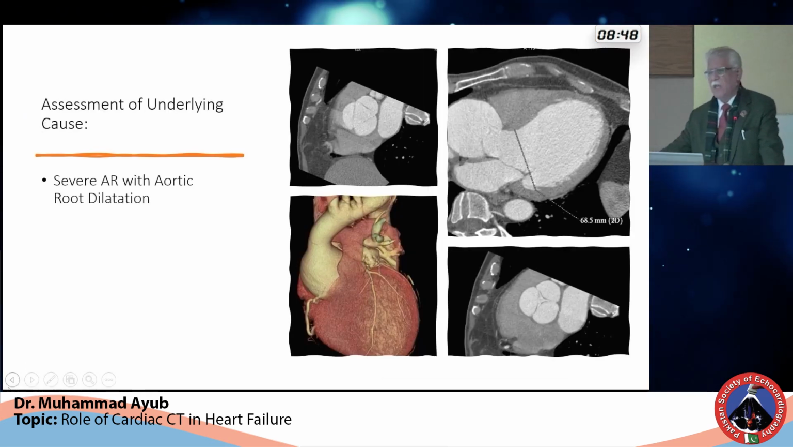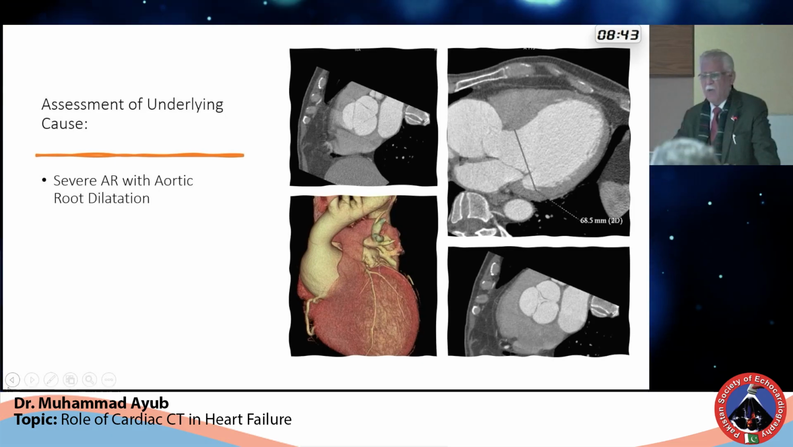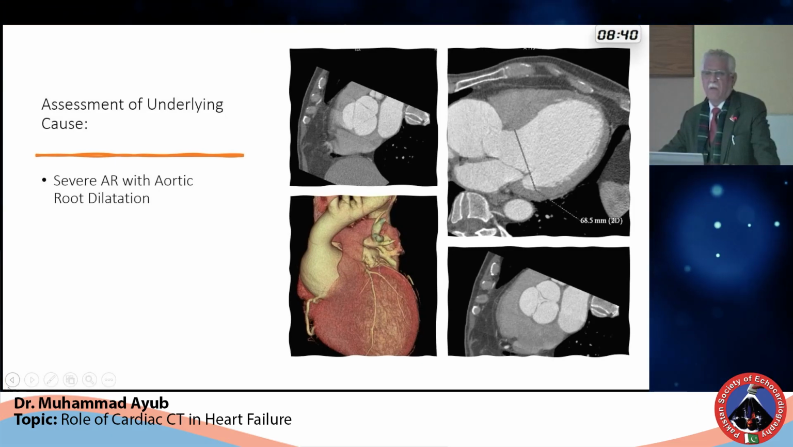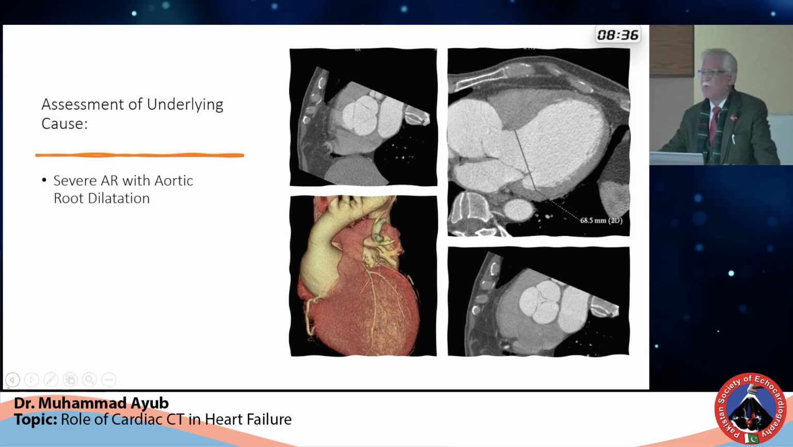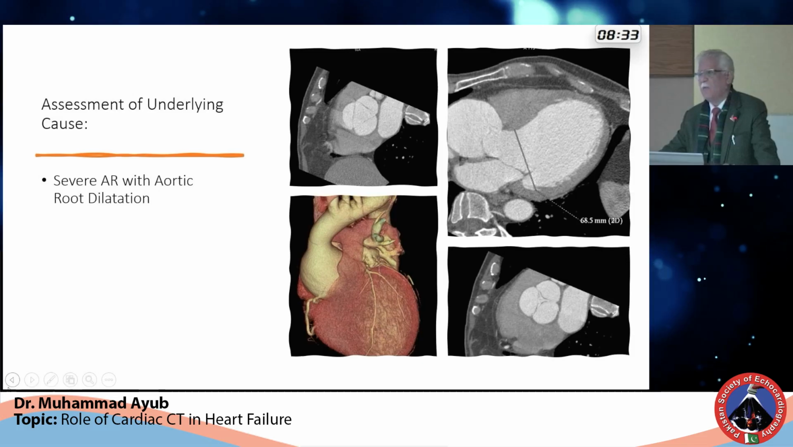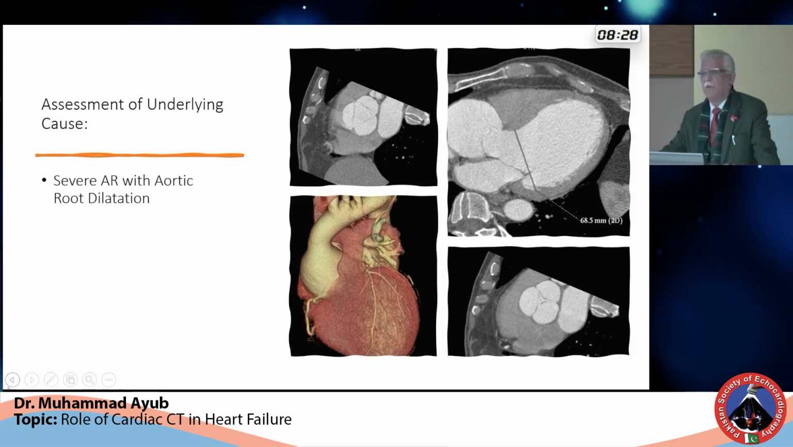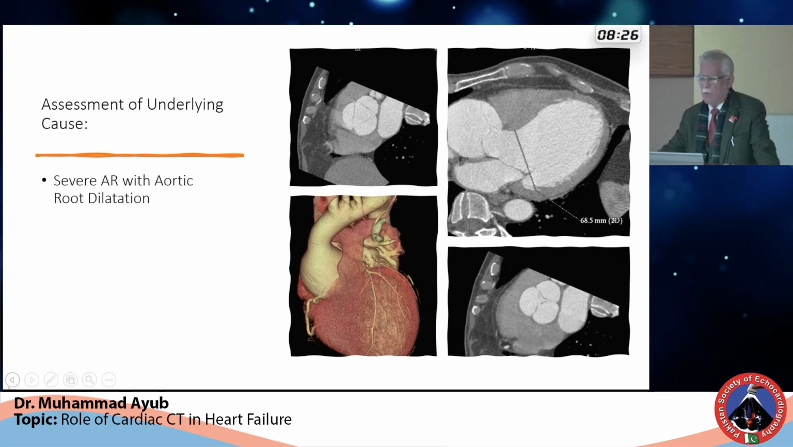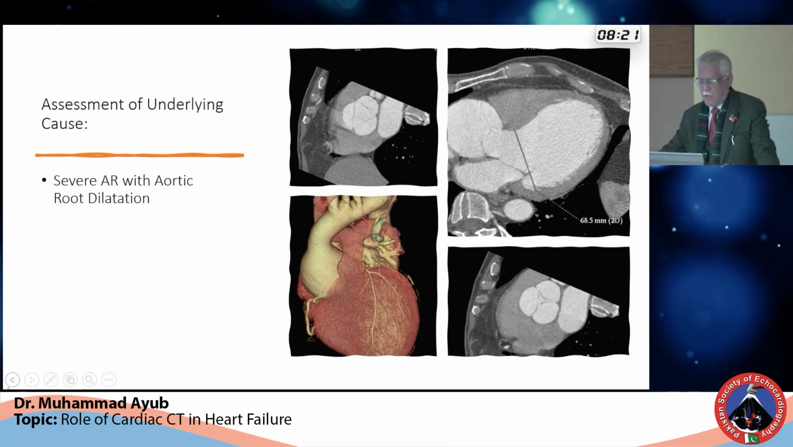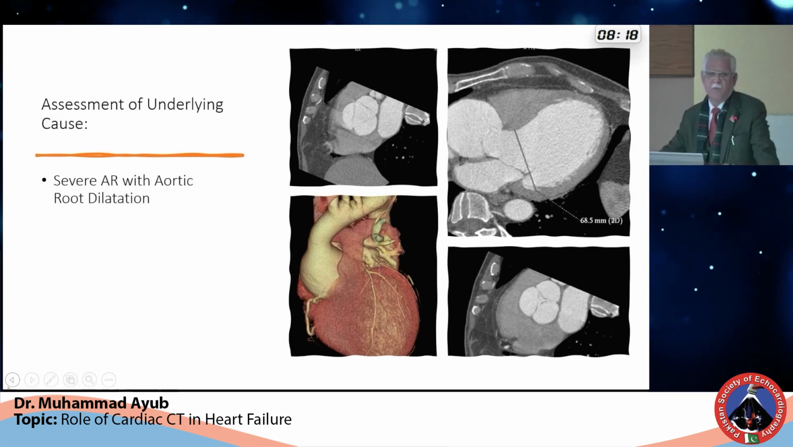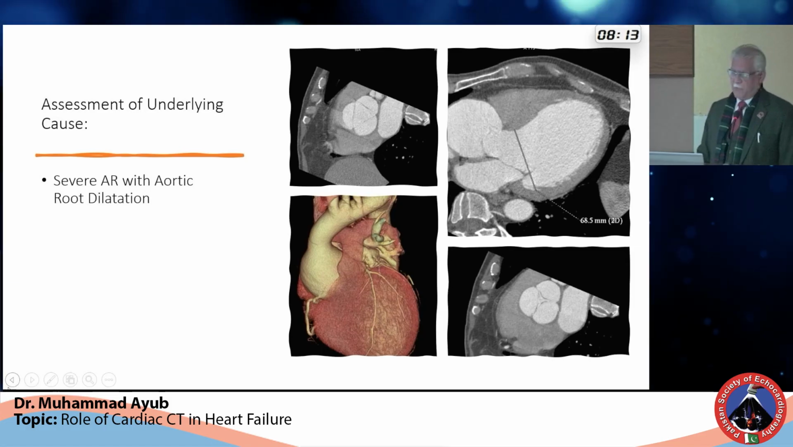Other cases like cases of aortic regurgitation with dilated aortic root, with annulo-aortic ectasia, you can assess cardiac function, you can assess cardiac valve, you can assess the annulus, you can assess aortic root and the ascending aorta as well as the arch. A whole lot of information is provided by the cardiac CT in these cases. And a comprehensive examination is very helpful before proceeding for cardiac surgery for valve replacement.